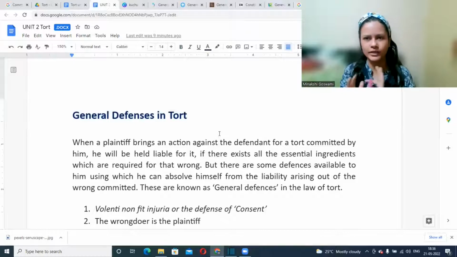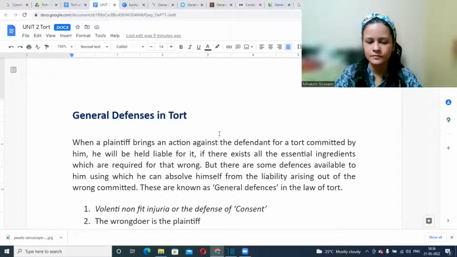Now, do you remember the elements of tort? What are the elements? Elements of tort are act or omission, legal damage, and legal remedy. In legal damage, we study damnum sine injuria and injuria sine damno. Does ubi jus ibi remedium also come under elements? No, that is not an element. That is just a maxim that we have. These three elements are the only elements.